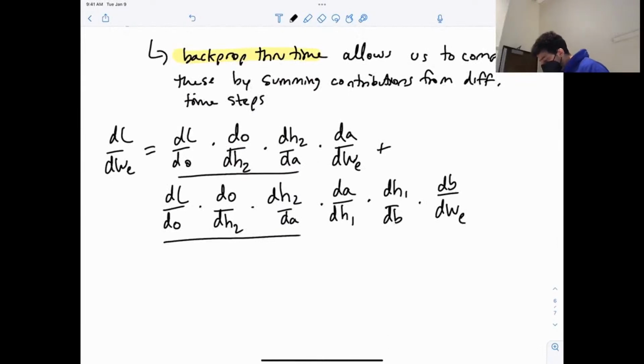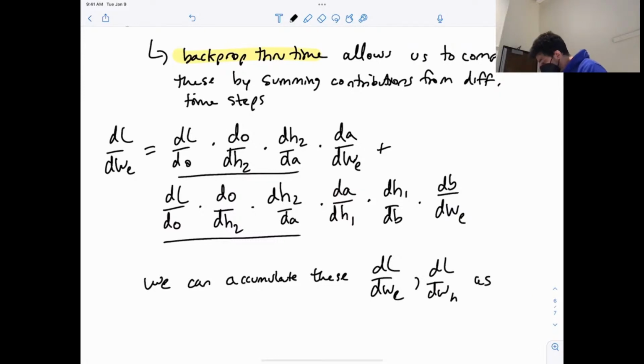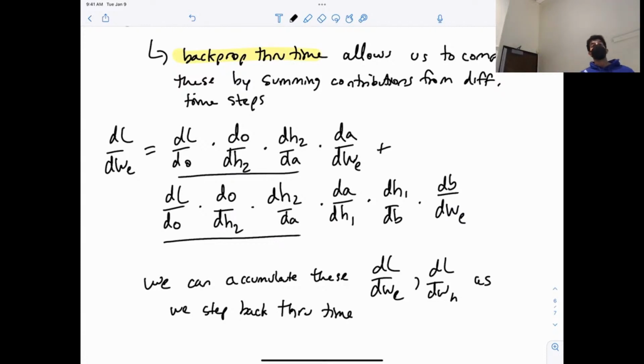And this is the same thing I would do for W sub H as well. That one is also used at multiple time steps. So we can accumulate these dL dWE or dL dWH as we step back through time. Note that in a recurrent neural network, we always start backpropagating from the very last time step and then go iteratively until we get to the first one. So it's the reverse process of the forward propagation step.